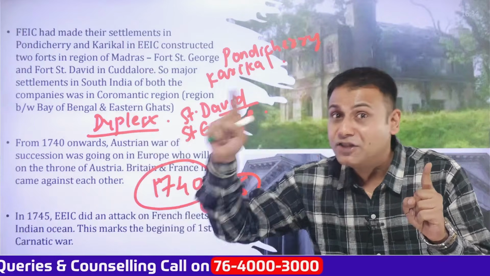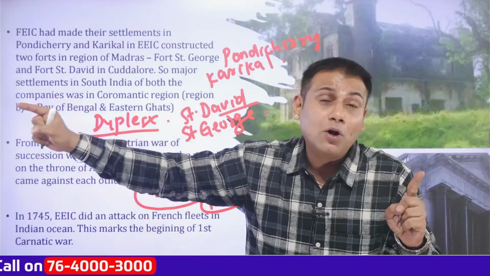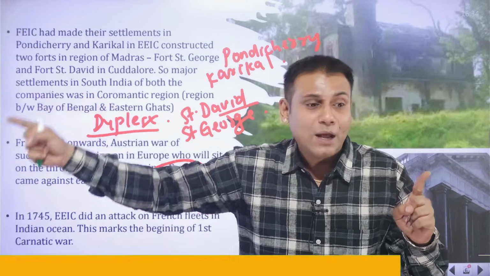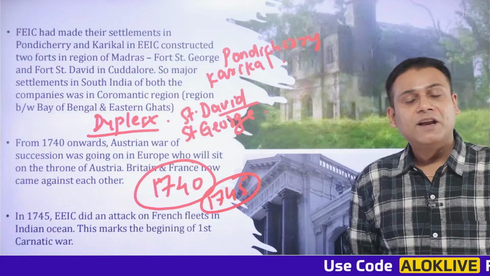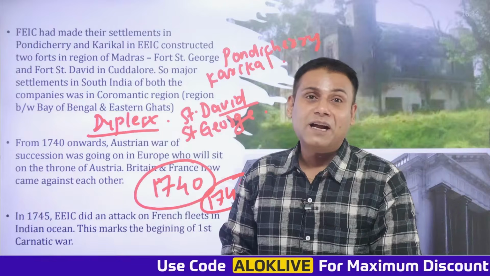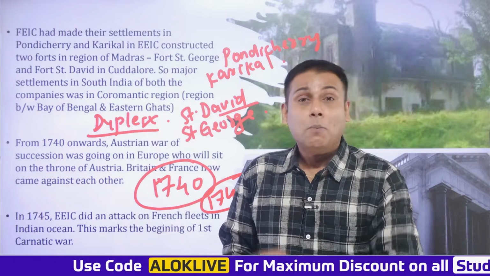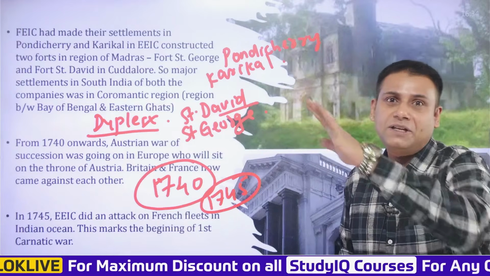At that time, the French governor was Dupleix. Dupleix immediately informed the French governor of Mauritius, whose name was Bourdouanes. Bourdouanes came up with a naval expedition and started attacking the ships of the English East India Company in the Indian Ocean. He destroyed many of their ships.